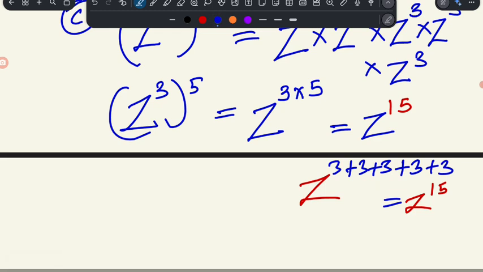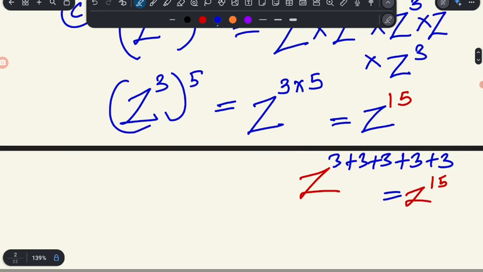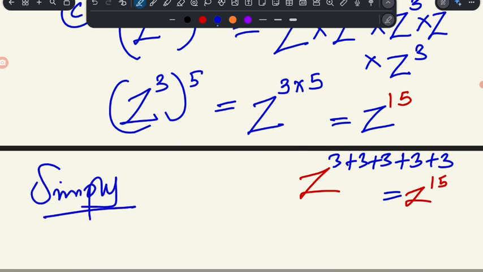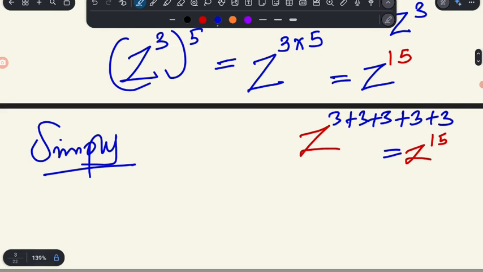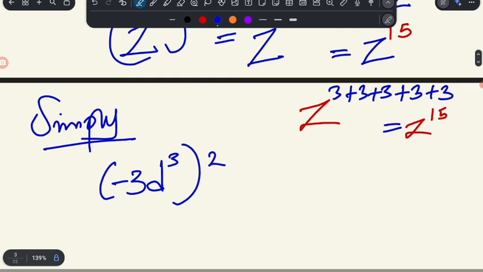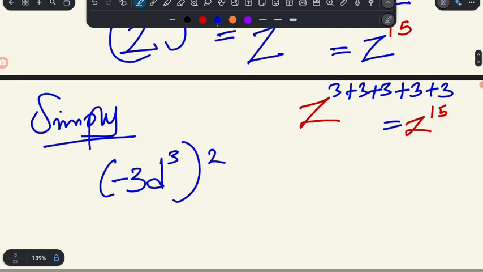Before, we didn't have any constant, we only applied it to z. But now we want to apply it with one. Let's see this example. Let's simplify minus 3d squared, raised to power 3, or squared. You discover that there is a minus, a coefficient that multiplies d.